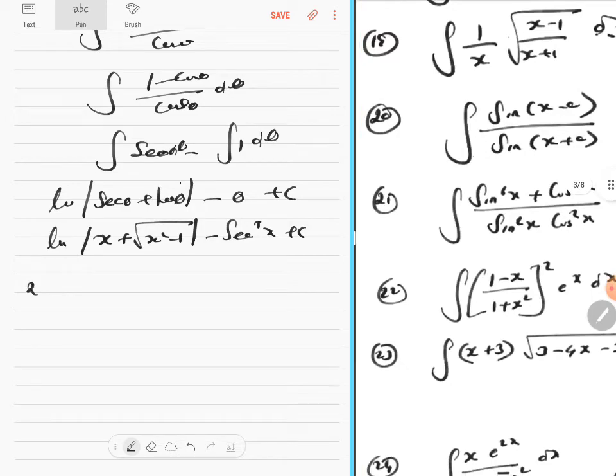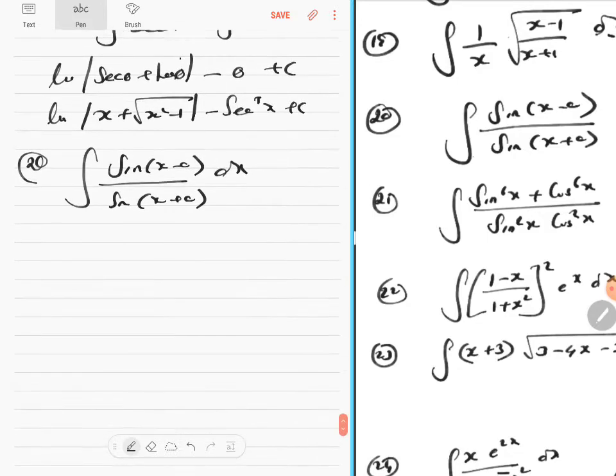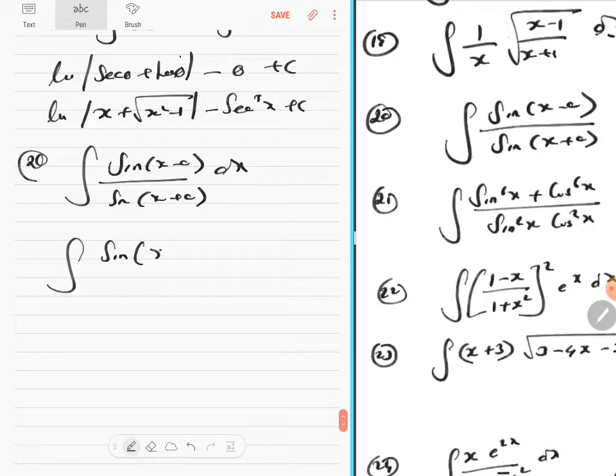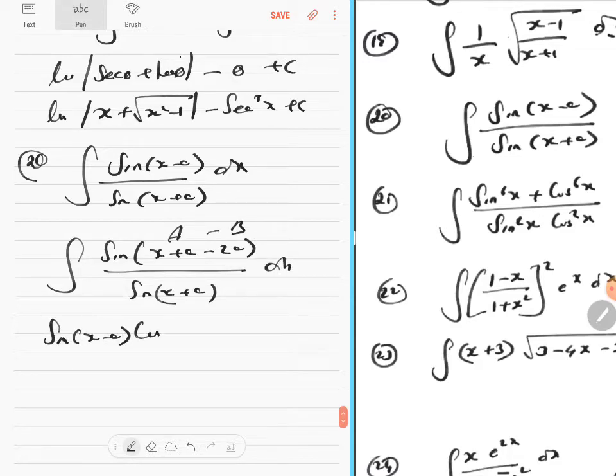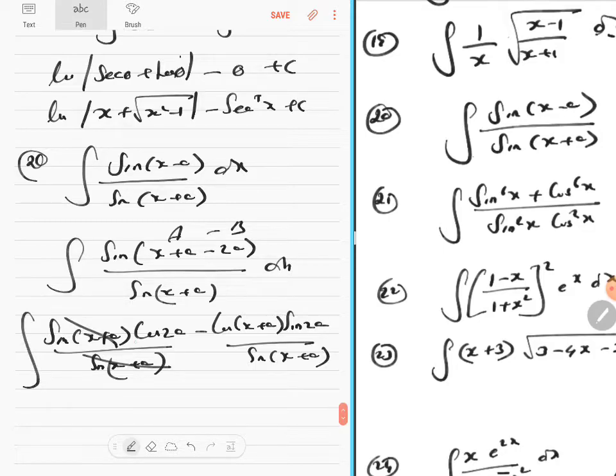This is the 20th question: integration of sine of x minus a by sine of x plus a into dx. As soon as I see x plus a down, I'll write the numerator as x plus a minus 2a, by sine of x plus a into dx, where this is like sine of a minus b. So sine x plus a cos 2a minus cos x plus a sine 2a, by sine x plus a here also. This and this get cancelled, and you have a dx here.